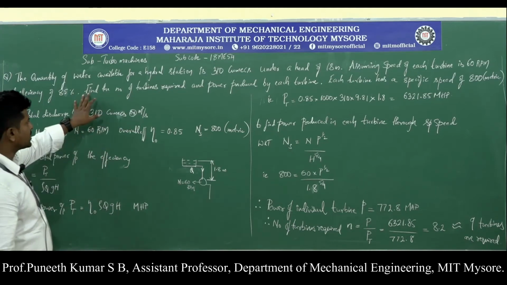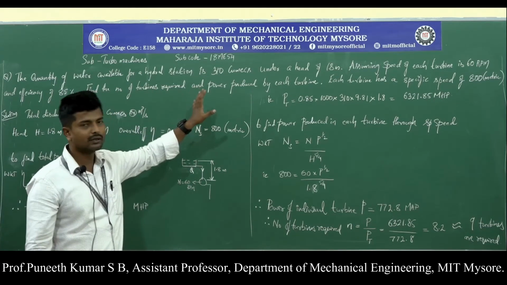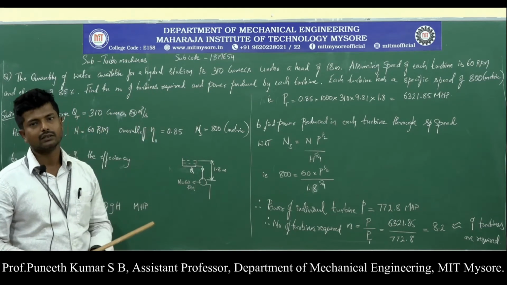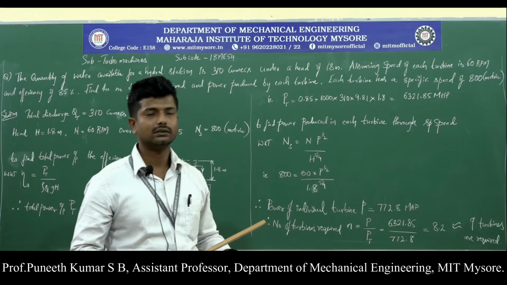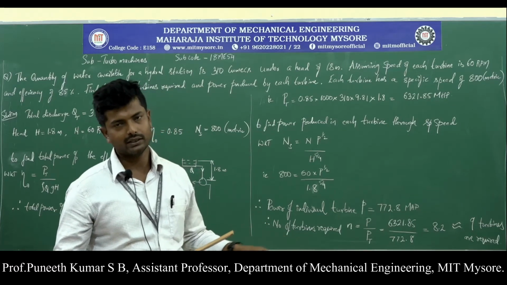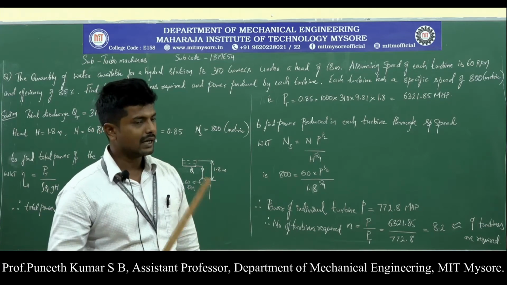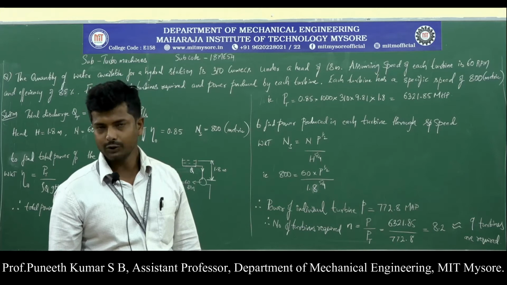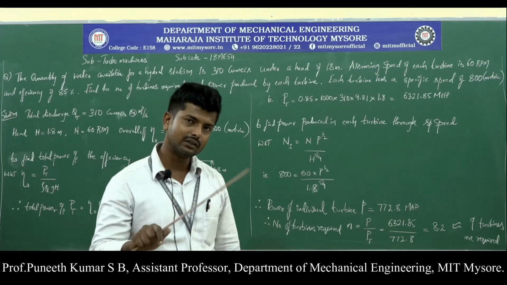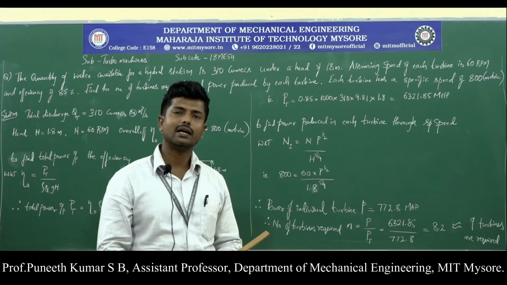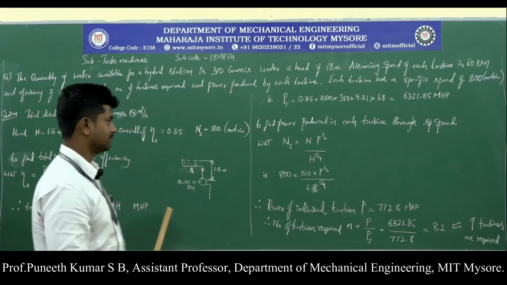Now, what has been asked in the question is to find the number of turbines required and the power produced by each turbine. So we are supposed to find the total number of turbines, which requires finding the total power output. We have been given the data to find the total power, that is the power output combining all the turbines, and also sufficient data to find the individual power output of each turbine.